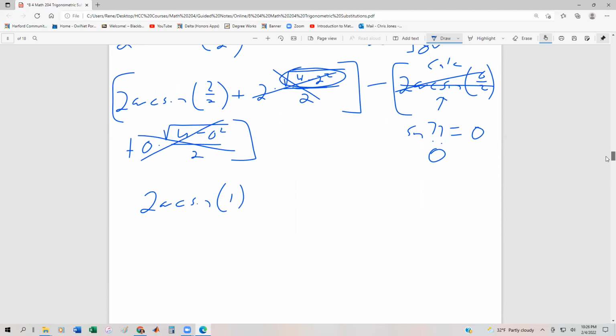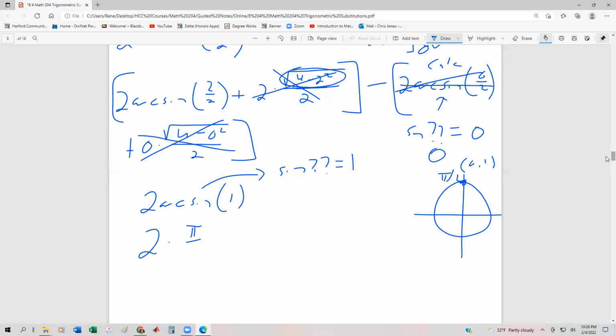And so ultimately, we're left with the question, the sine of what is going to be equal to 1? And we know that the only time the y coordinate on the unit circle is equal to 1 is right here at the point (0, 1), and that's at the angle pi halves. So we have 2 times pi halves, which ultimately is just going to turn into pi for us. All right, so answer, pi.